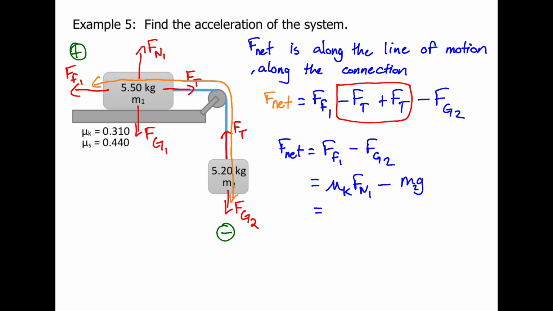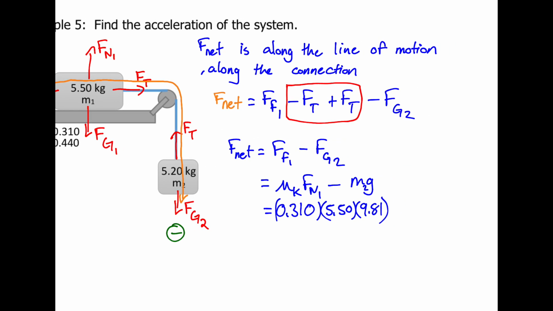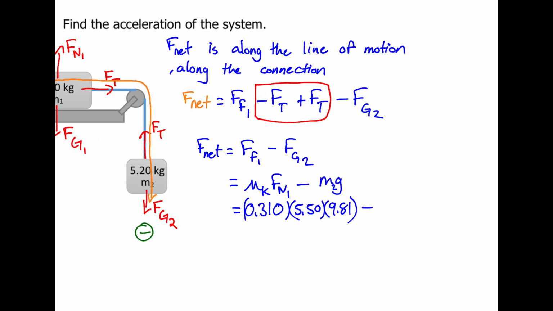So mu K is 0.310 multiplied by my force normal, which is just my mass, 5.50, and gravity, 9.81. I can slide to the side here. Minus the mass 2, 5.20, multiplied by 9.81 again. So that's all the numbers being thrown in here.